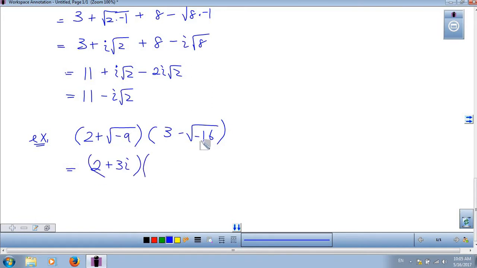What about 3 minus the square root of negative 16? Well, it's 3 minus the square root of 16 times the square root of negative 1.